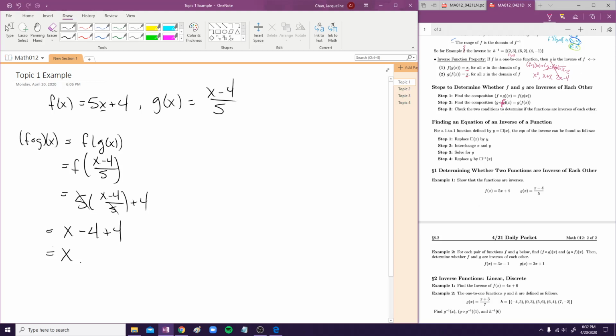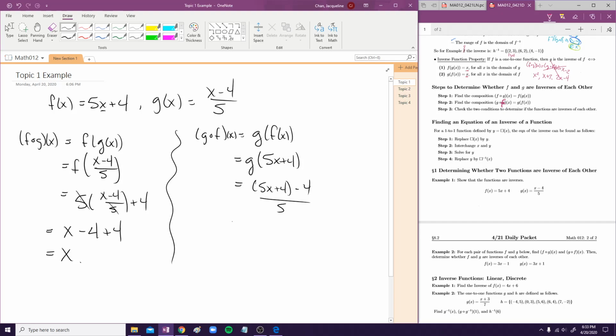We're not done. Just because one of them equals x doesn't mean that the other will equal x, right? So now we have to do g of f of x. When I have g of f of x, what does that tell me? This is g of f of x. And I know what f of x is. f of x is 5x plus 4. And wherever I see an x, I'm going to plug the 5x plus 4 into our g function. So I have (5x plus 4) minus 4, all over 5.